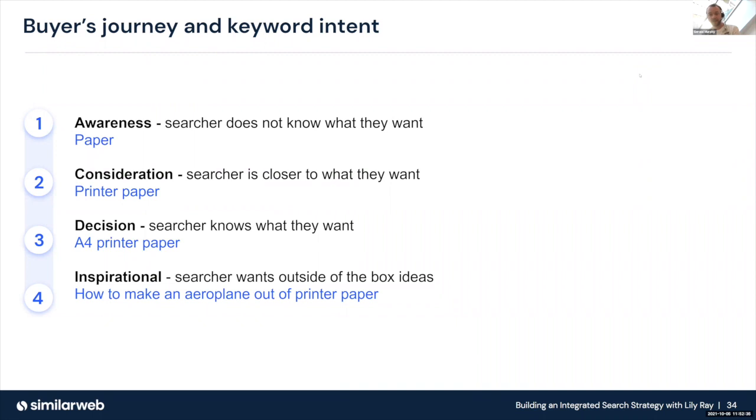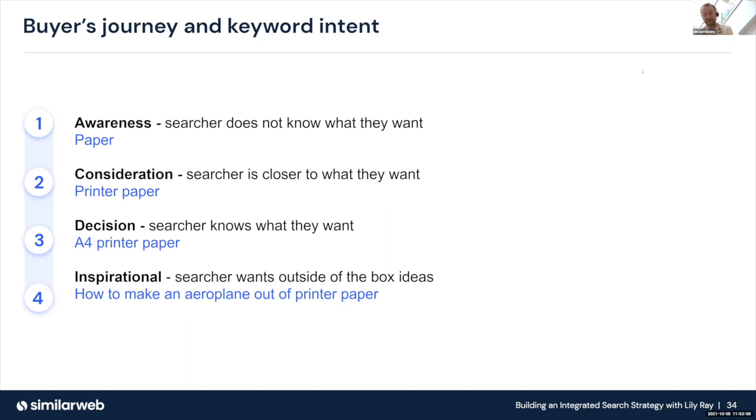So to bring it all back, when you're doing keyword research, we want to make sure we're looking at all four pillars of the buyer's journey. Awareness is when the searcher doesn't know what they really want. For example, paper is a good example of awareness. They're not really sure, is it wallpaper, is it printer paper? Whereas when someone explicitly says printer paper, that's much more of a consideration term. Searchers are a little bit closer to what they want, but they're not exactly sure of, in this case, what size of paper they want. Decision would be things like A4 printer paper, where the searcher is a lot more specific.